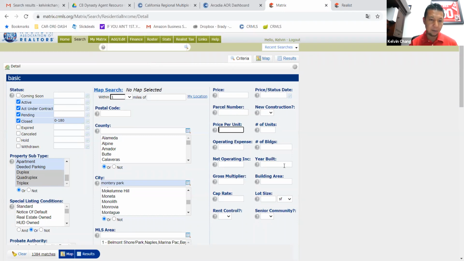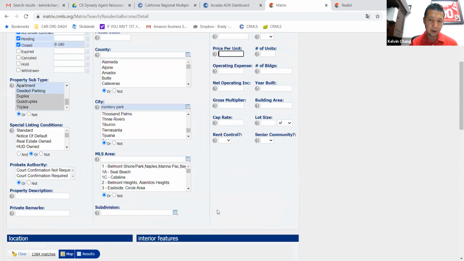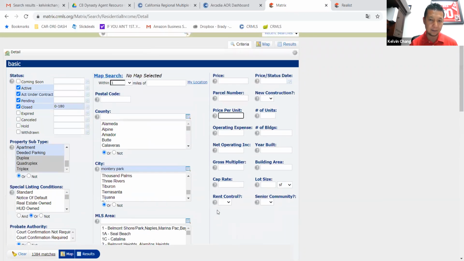First off, I want to search for, I look at how many fields I have in here, and I have 1,384 matches. That's way too many, okay? So I need to narrow this down. So what am I gonna do? I'm gonna look for 2 to 4 units. That's one of the fields I'm gonna do.